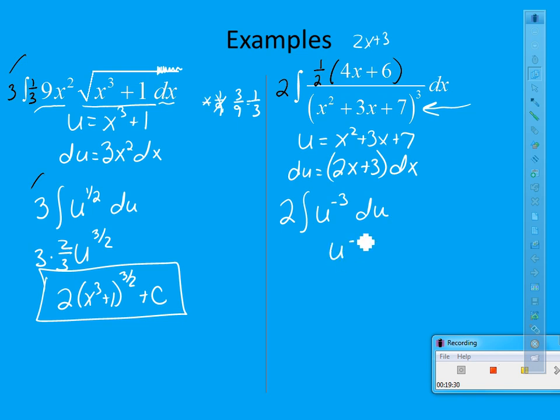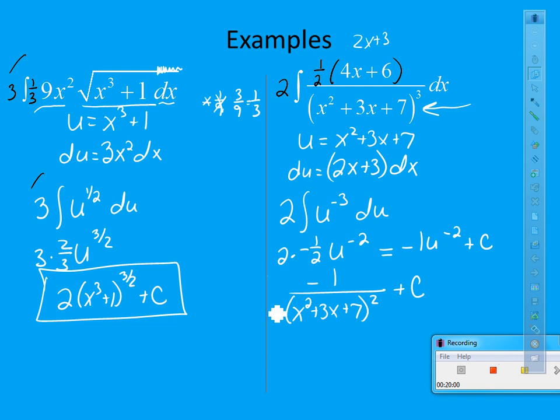Add 1, so I got -2. Multiply by the reciprocal and get -1/2 times 2. If I simplify this, looks like I get -1 u to the -2nd, technically plus c, which I'd make sure I added in by the end. So my answer, -1 over u squared, which is x squared plus 3x plus 7 squared plus c.